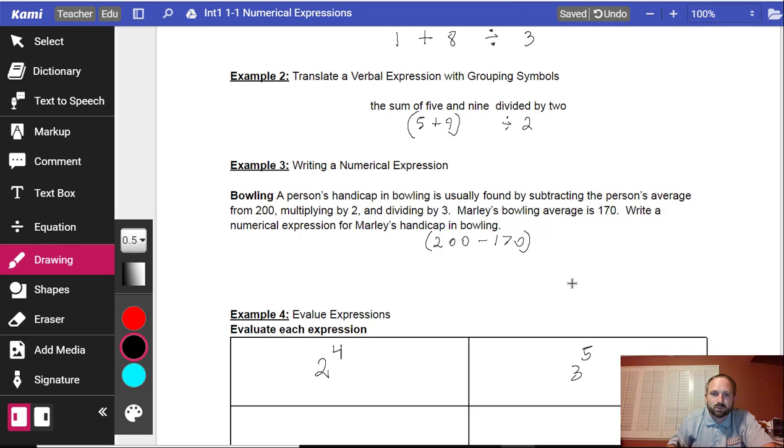Next, it says multiply by 2. So we can either times it by 2, or we can put 2 next to this parentheses because that means 2 times that right side right there. All right, next up. Dividing by 3. So we're going to divide by 3 now. That's it. Doesn't ask us to evaluate any more, so we're going to end it there.